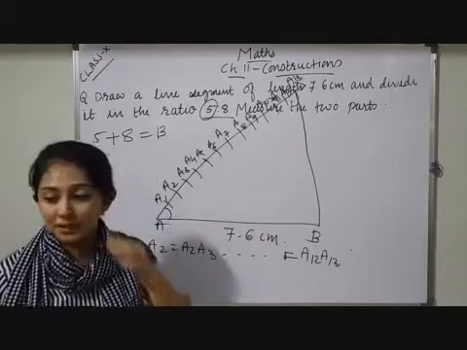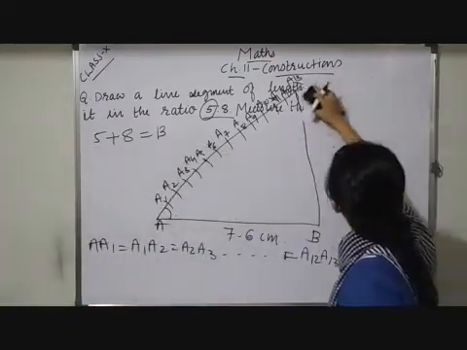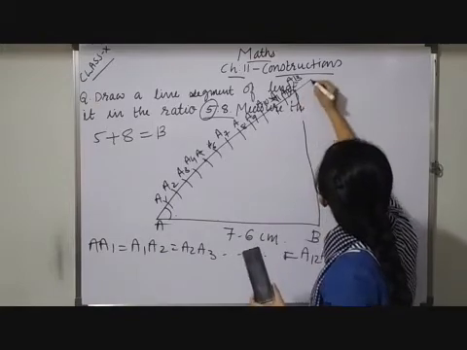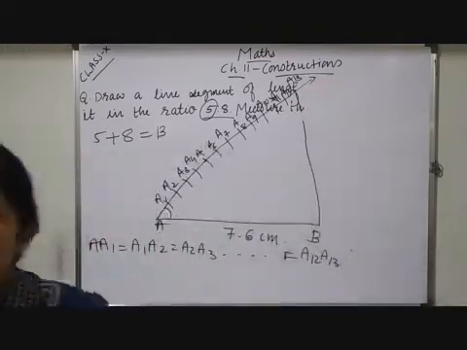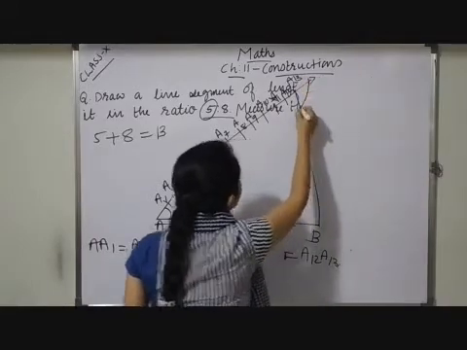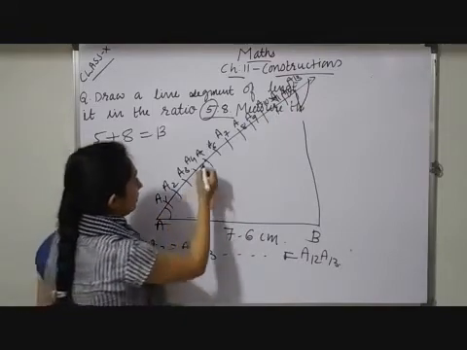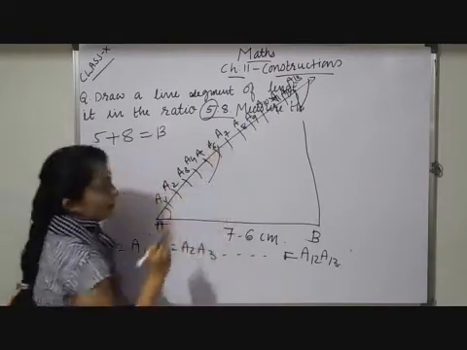Now how to construct a parallel? For that, I will extend it a little bit. Now fix up your rounder here at a convenient radius, mark an arc. Now don't change the measurement that is there on your rounder. Fix up your rounder at A5, mark an arc.